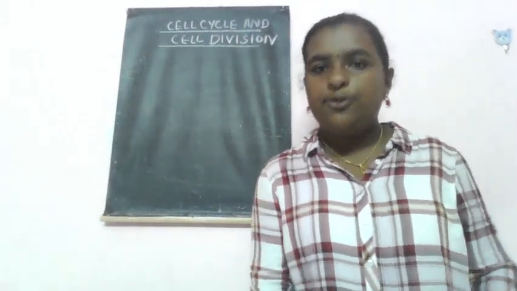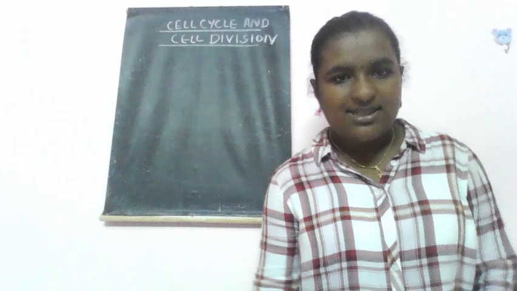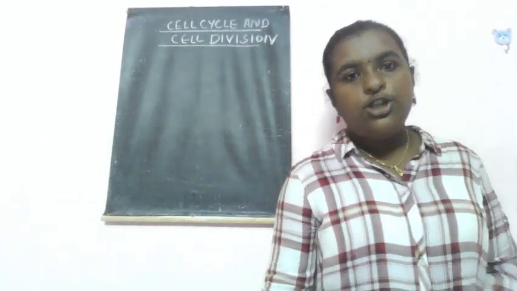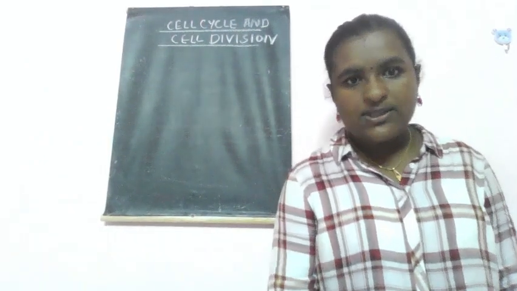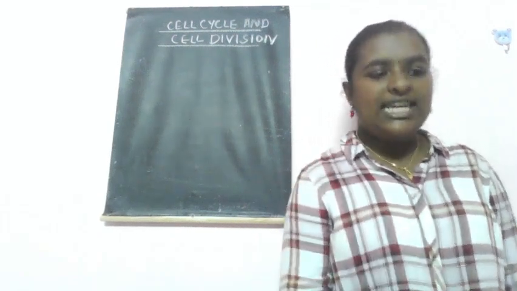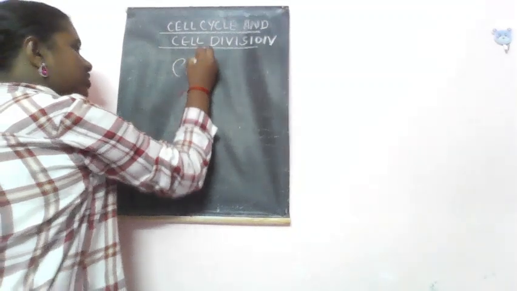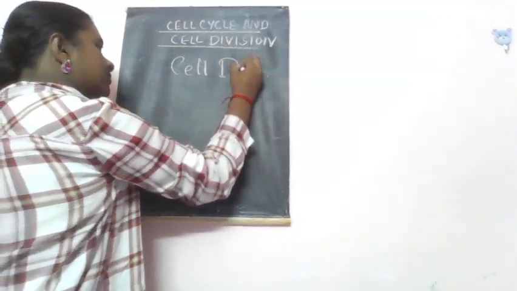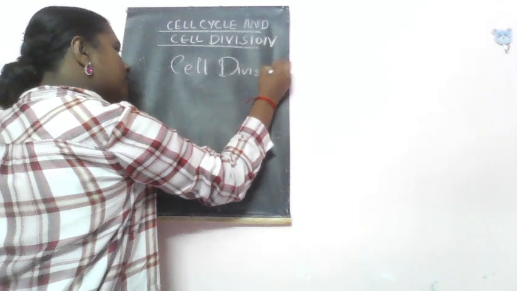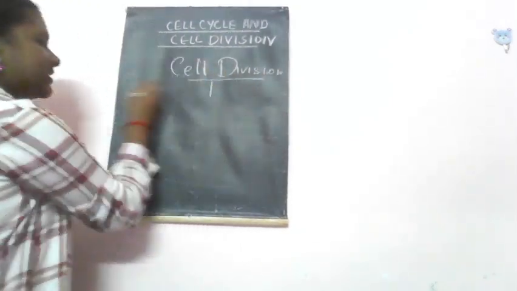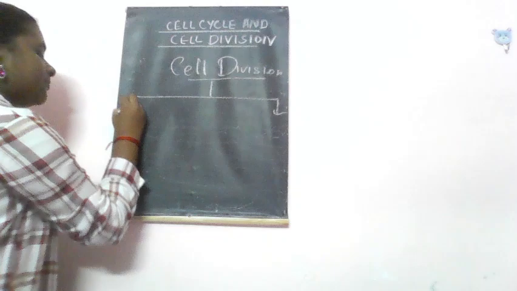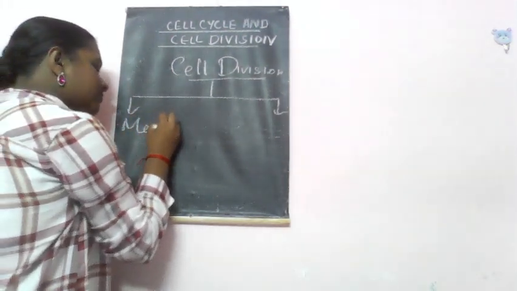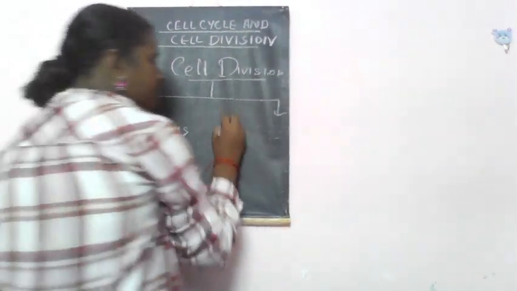So basically, if you want to study the differences between meiosis and mitosis, you basically need to know what meiosis and mitosis are. And I guess you might know what meiosis and mitosis are: a kind of cell division, right? So cell division can be broadly divided into meiosis and mitosis.